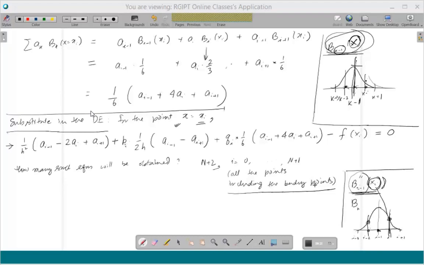And remember how many unknowns did I have? n plus 4. So I had n plus 4. I have already gotten n plus 2 equations. How do I get the other equations? The other two are for the boundary conditions separately. So the other two equations are given by the boundary conditions.